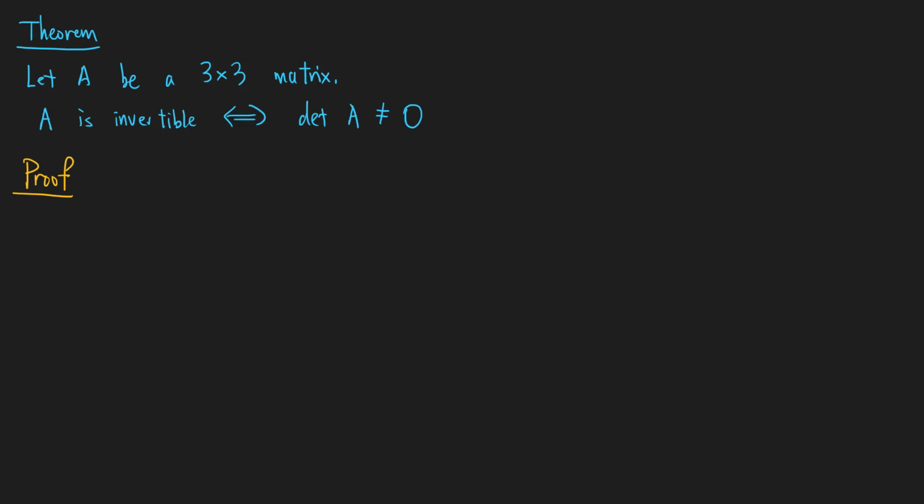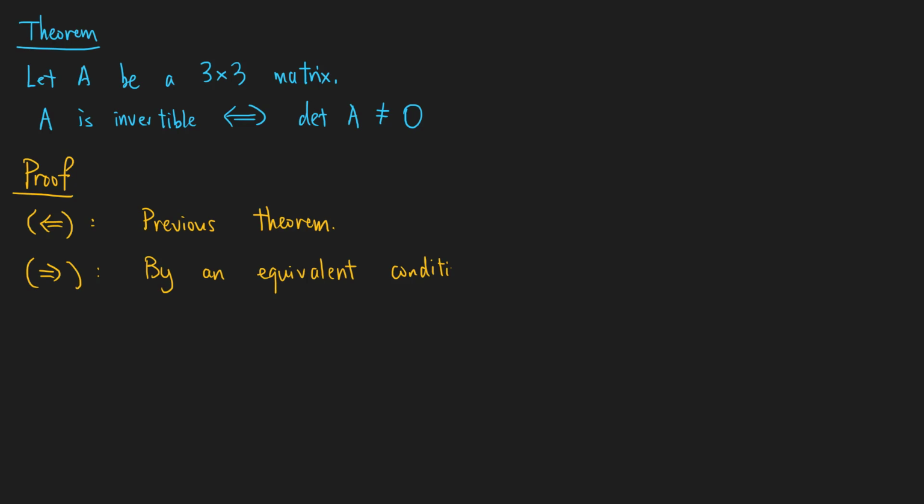The following theorem proves that we can use the determinant to determine whether a 3x3 matrix is invertible, which is the result that we want when we introduce determinants. More precisely, if A is a 3x3 matrix, then A is invertible if and only if the determinant of A is non-zero. We have already shown the if part in the previous theorem, so let's prove the only if part.